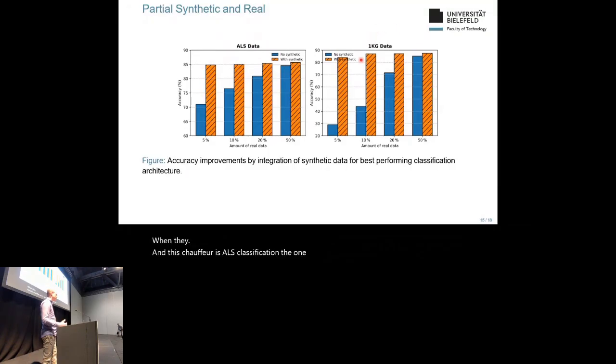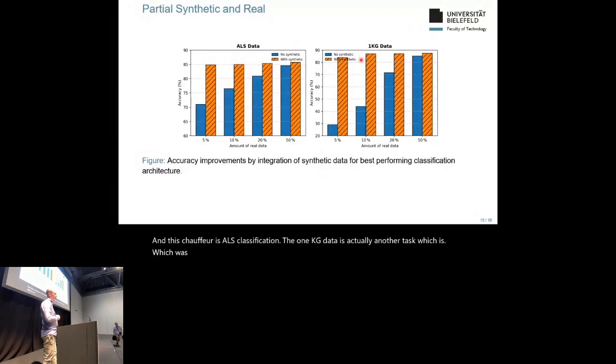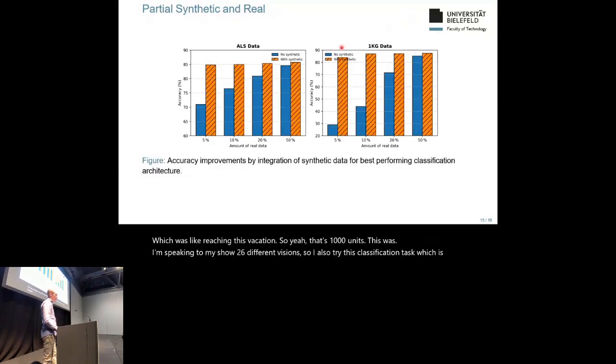This is actually another task, which was the region classification. This is 1,000 Genomes, which was split into 26 different regions. So you can also try this classification task, which is maybe medically not as valuable, but it's still a nice proxy for real performance. And we can see that it also works on this type of data.